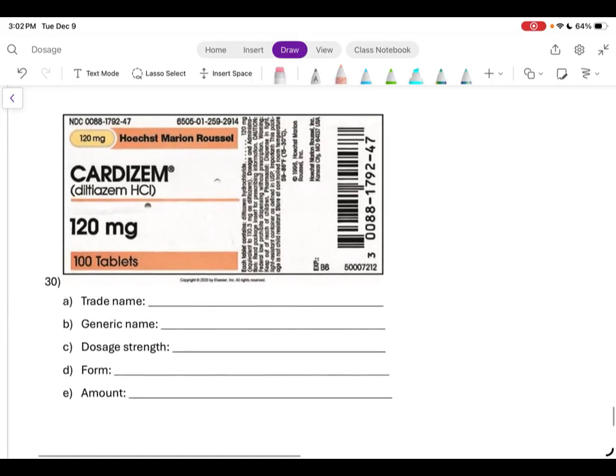And then last but not least, again, classic label, so trade name. Generic name right below it. Dosage right here. Form, it's a tablet. And there's 100 of them.